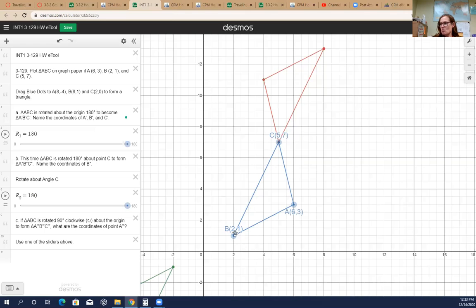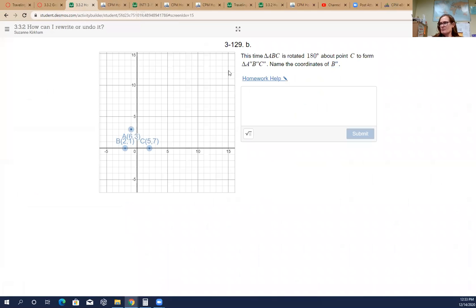Now we need to figure out where B is. B in the original triangle is down closest to the origin. This time it's up furthest from the origin. So we just click on that point and it will tell us where it is. It's at (8, 13). So we would go over 8, go up 13, and that is where our dot is. Okay, so we come over here and we say B double prime is (8, 13).